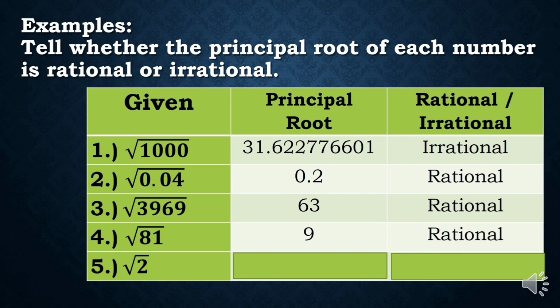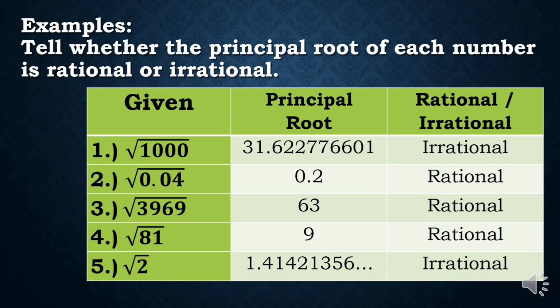However, we're also looking for the square root of 2. The answer will be 1.4142 and so on. Once again, if you have this kind of non-terminating and non-repeating decimal number, the answer will be irrational. So there you have it.